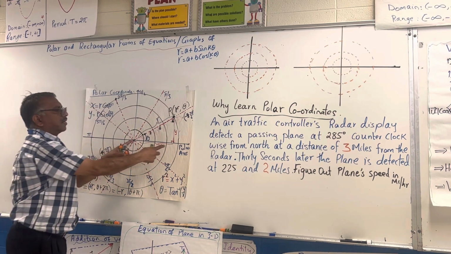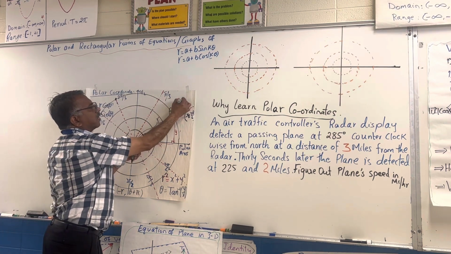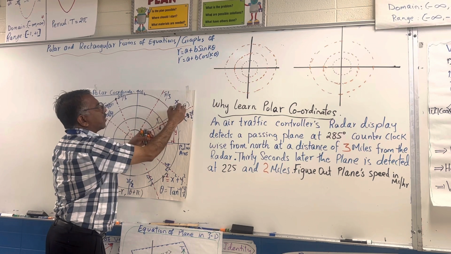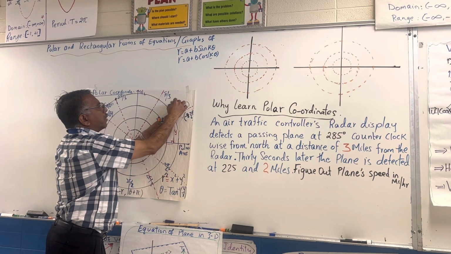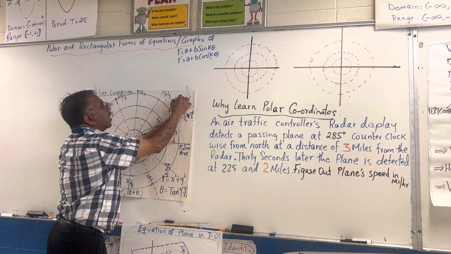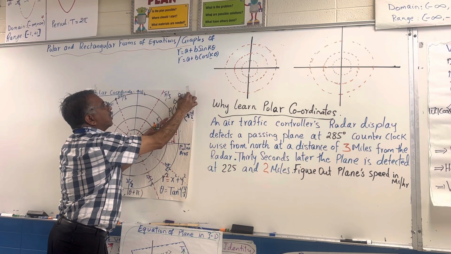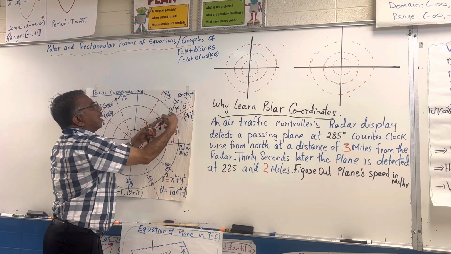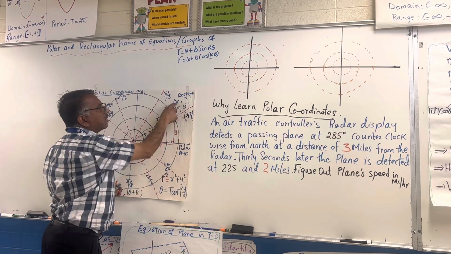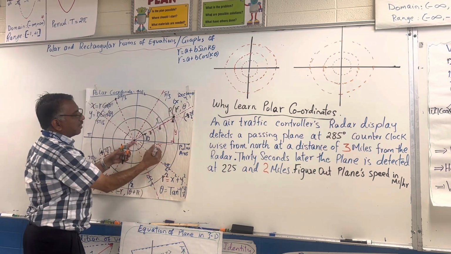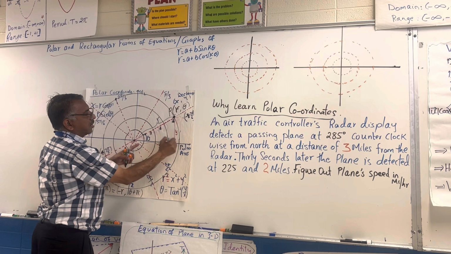You can clearly see this is x and this is y. When you write x, y, these are rectangular coordinates. These are polar coordinates. It's not that r is x. No. If this is x, watch this, this is x and that is y.